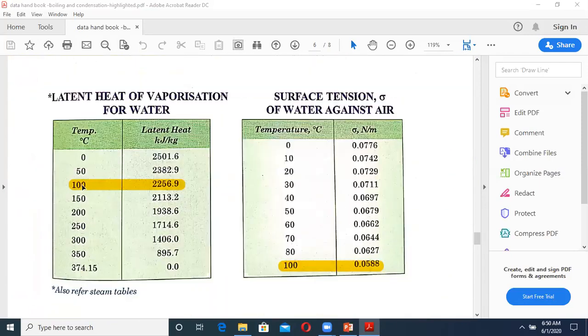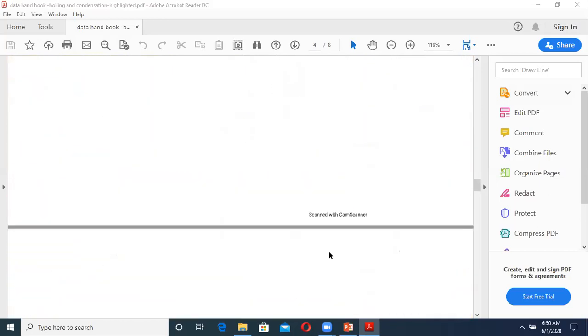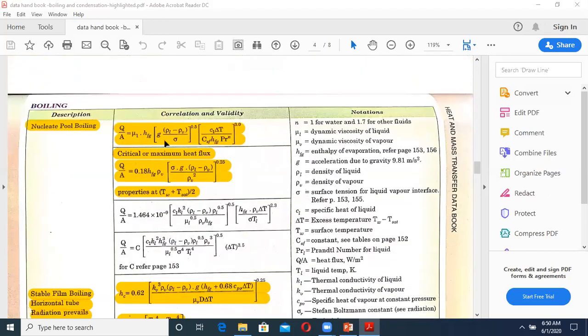The latent heat at 100 degrees centigrade is 2256.9. It is in kilojoules, so make sure you convert it into 10 power of 3. Then the surface tension at 100 degrees centigrade is 0.058. So go back here, the 0.058 surface tension value. Rho L is nothing but the density of the liquid, that is the water. Again, rho V is the density of the steam, which we saw just now.